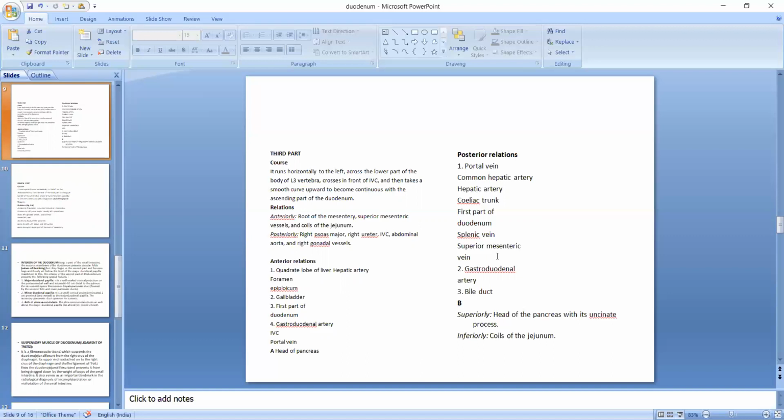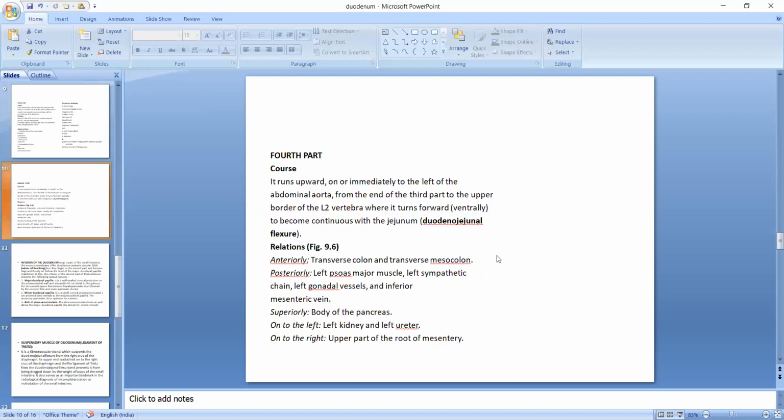Anterior relations: quadrate lobe of the liver, hepatic artery, epiploic foramen, gallbladder, first part of the duodenum, gastroduodenal artery, inferior vena cava, portal vein. And posterior relations: portal vein, common hepatic artery, celiac trunk, first part of the duodenum, splenic vein, superior mesenteric vein, gastroduodenal artery and bile duct, and superiorly the head of the pancreas and inferiorly coils of the jejunum.